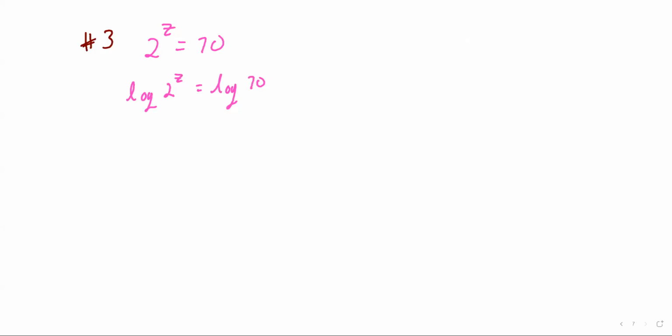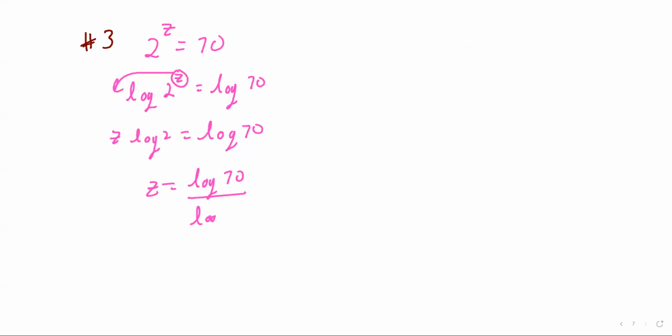So using our properties, what do we know that z now turns into? Good, it becomes the coefficient. So now it's z log of 2 equals log of 70. How would you solve for z now? Divide. If it's being multiplied, I got you. So this is going to be log of 70 over log of 2.